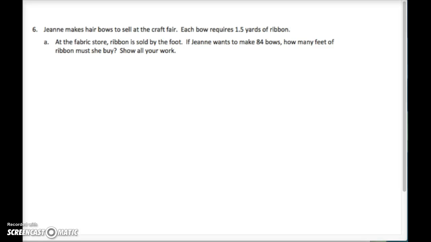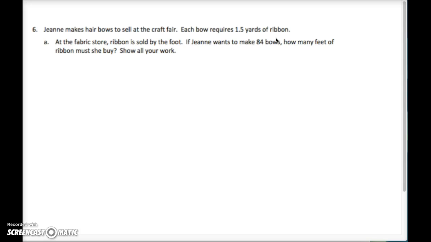All right, last question. This question is difficult because each part requires you to use information from the last. So we're going to start with the first part and work our way through. It says Jan makes hair bows to sell at the craft fair. Each bow requires 1.5 yards of ribbon. So if she makes one, she'd use 1.5 yards of ribbon. If she made two, she'd use 3 yards of ribbon.